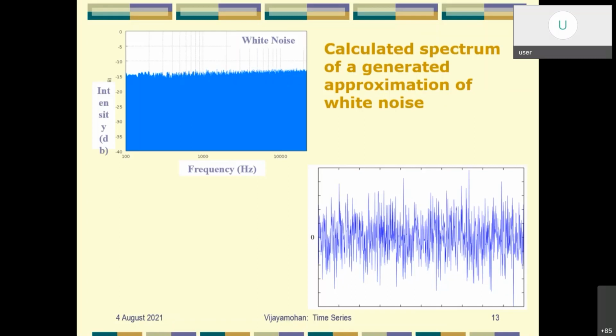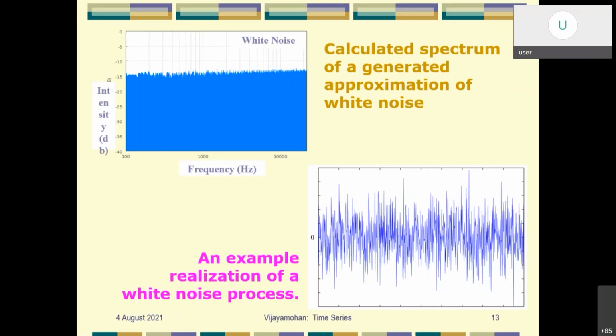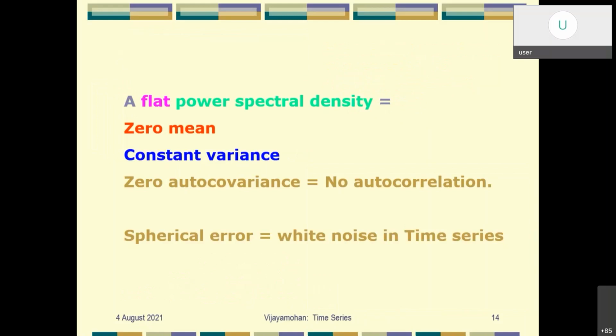Before that, I shall show you the graph of a white noise process. This is the calculated spectrum of a generated approximation of white noise. So this one. And this is the example realization of a white noise process. We will come back to this again. And before that, let us see the properties of a white noise process.